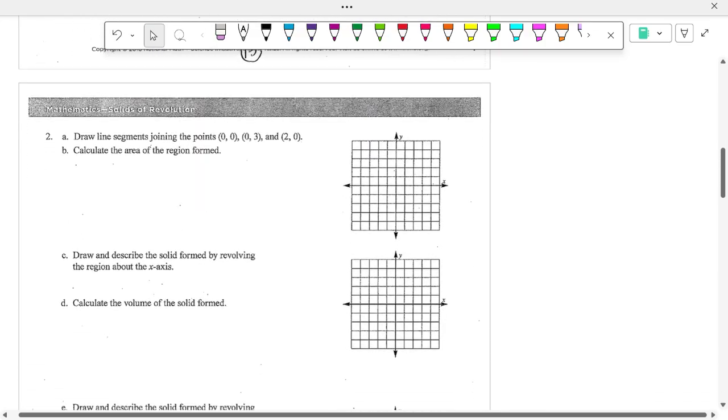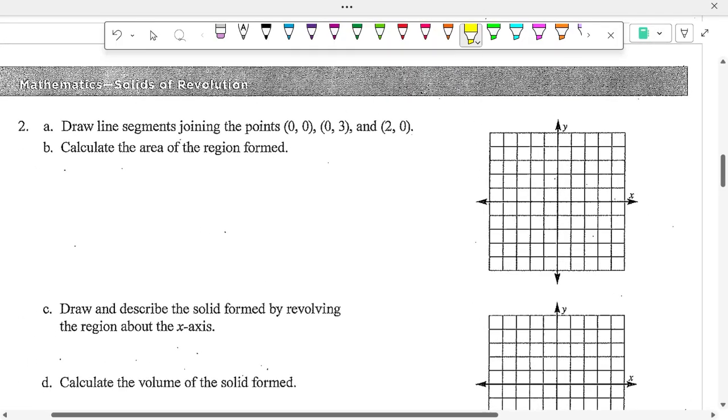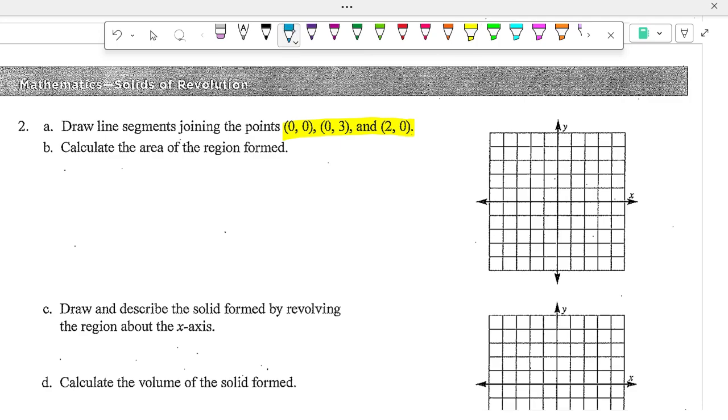All right, let's look at a different one. First things first, take a minute, plot those 3 points. So I got (0, 0), (0, 3), and (2, 0). Once you plot those points, you should get a triangle.